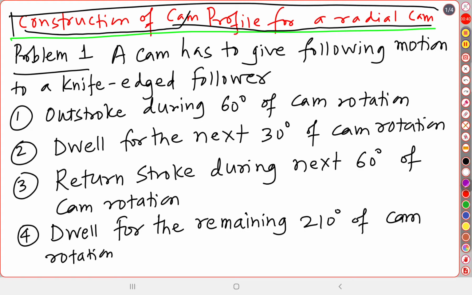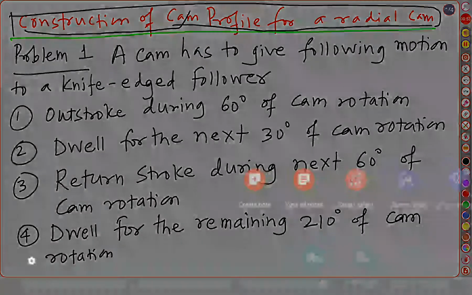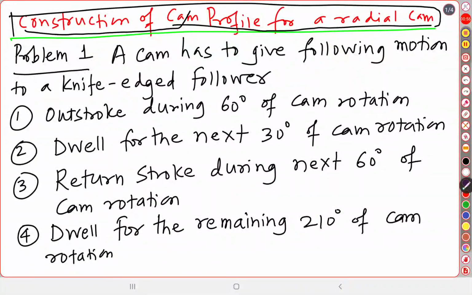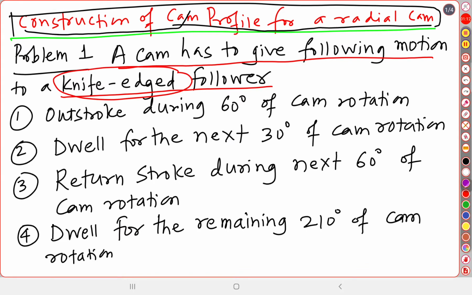This particular topic is what we are going to understand today in this lecture. So what is the problem statement? A cam has to give the following motion to a knife edge follower. So which type of follower is used? You can clearly see a knife edge type of follower is used.